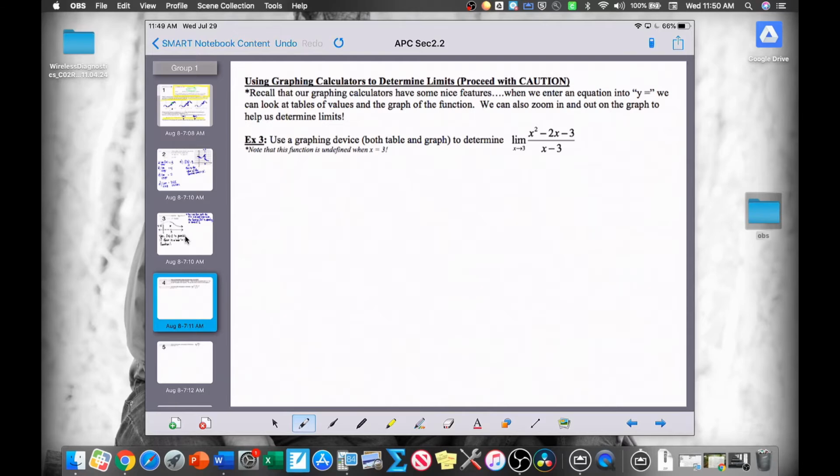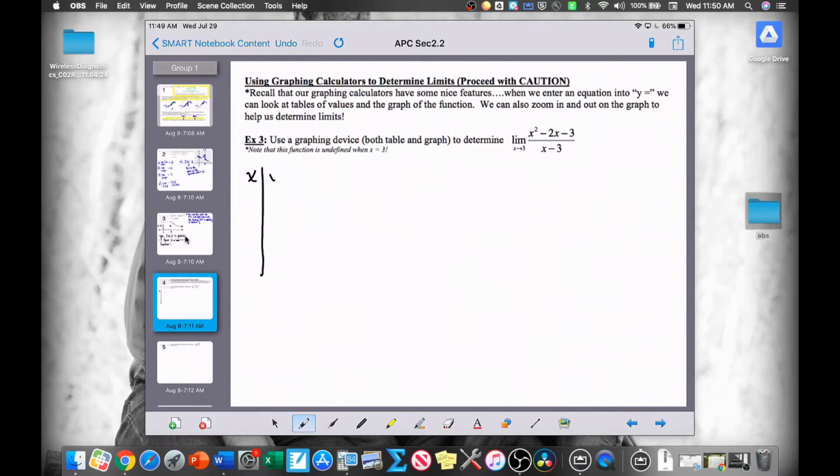So for our first example, it says, use a graphing device, both the table and the graph, to determine the limit as x approaches 3 of this function, which is x squared minus 2x minus 3 in the numerator and x minus 3 in the denominator. All right, so first let's make a table.